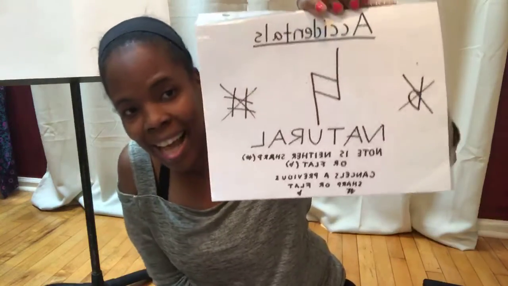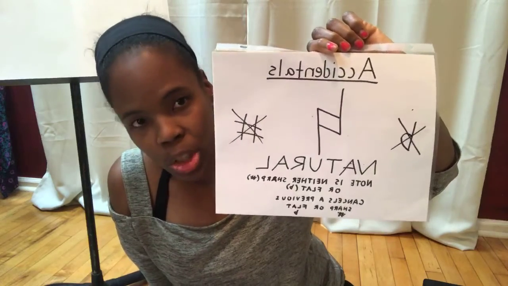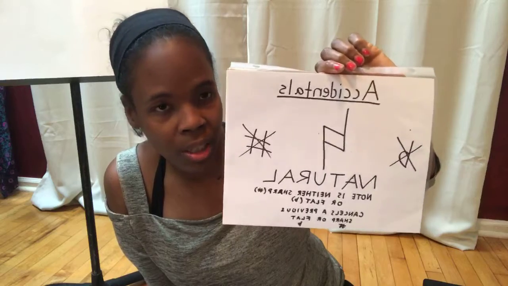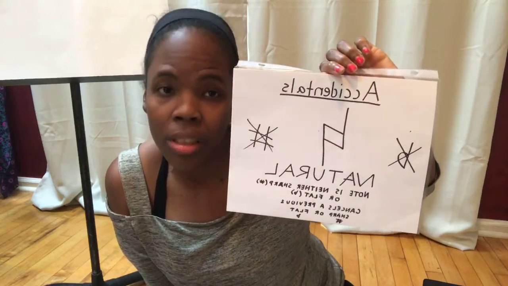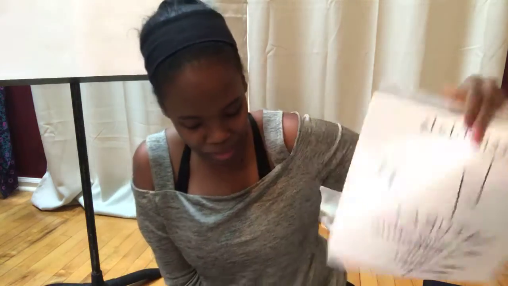And then we have another marking called a natural, all right? A natural cancels out a sharp or a flat, or lets you know that we are only using the notes in their natural form, which is C major. So no sharps and no flats, just like a piano.